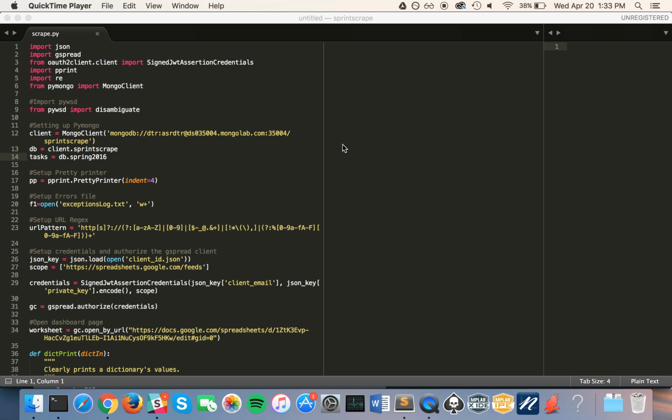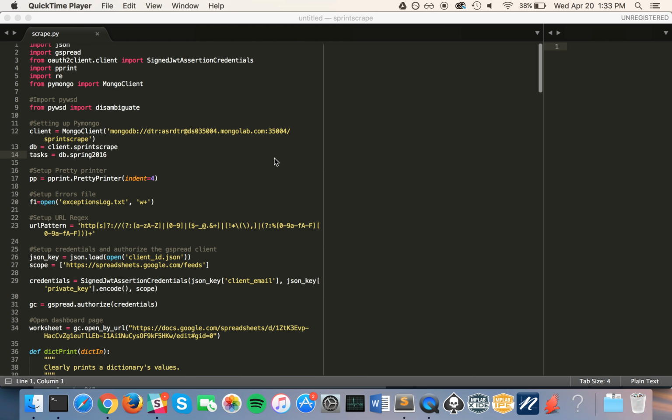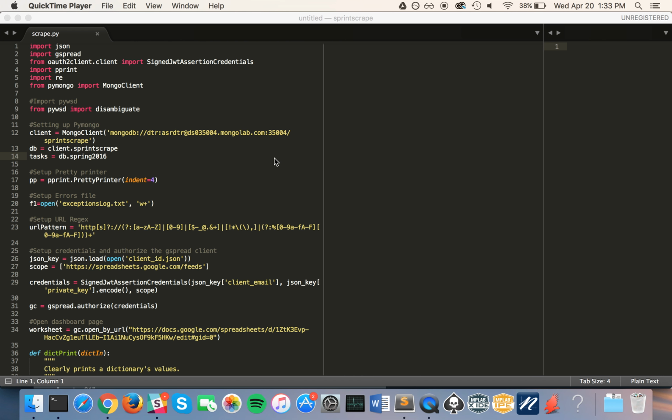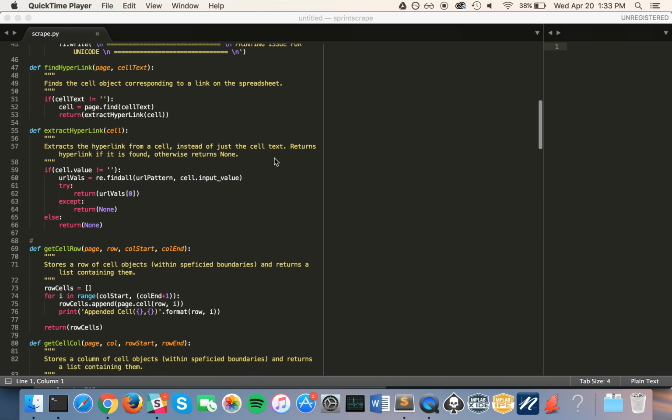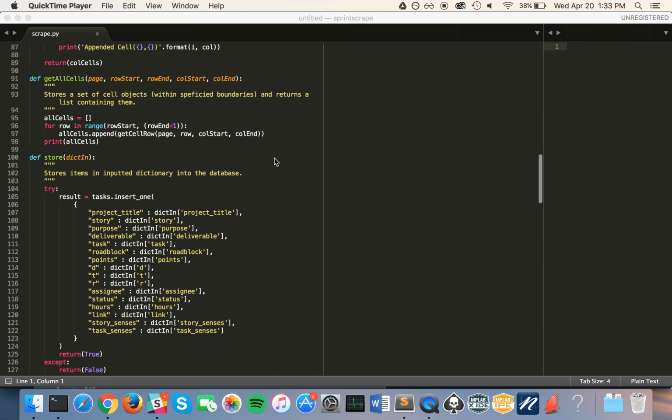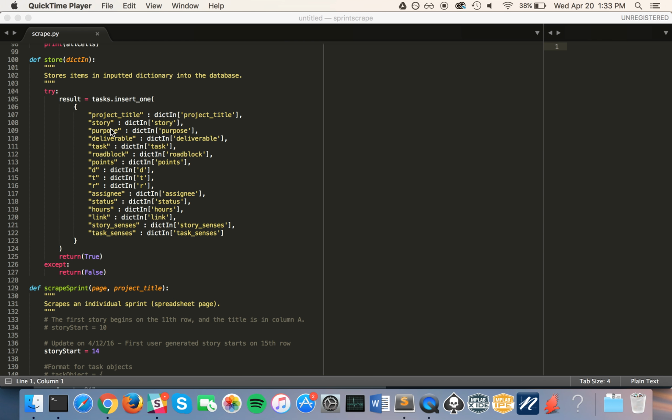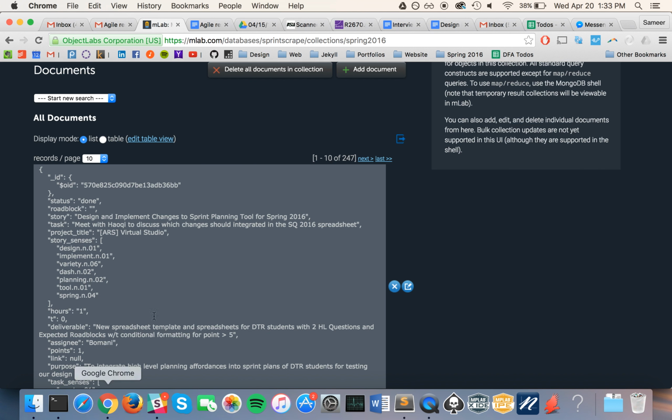So for this part of the sprint, we started out really scraping the data that we started from last time, which is high-level questions as well as expected roadblocks that we added to this sheet. So really we just added a little bit of data on getting these high-level questions, so the purpose and deliverable and then a roadblock. And then we put it in a new Mongo Lab collection.